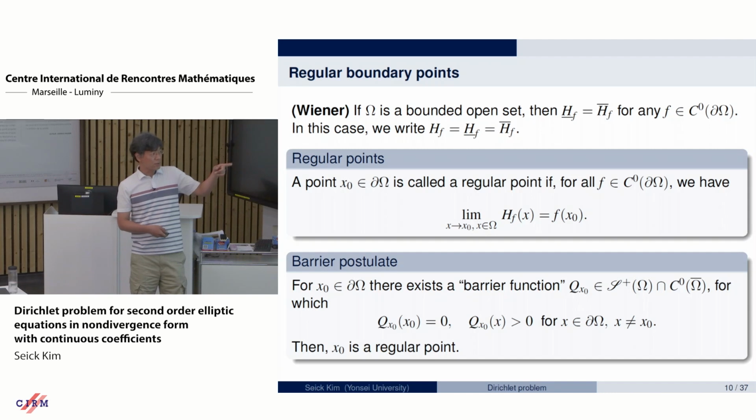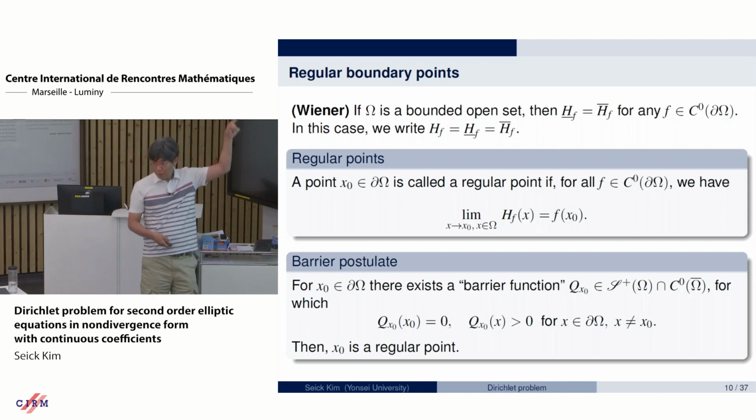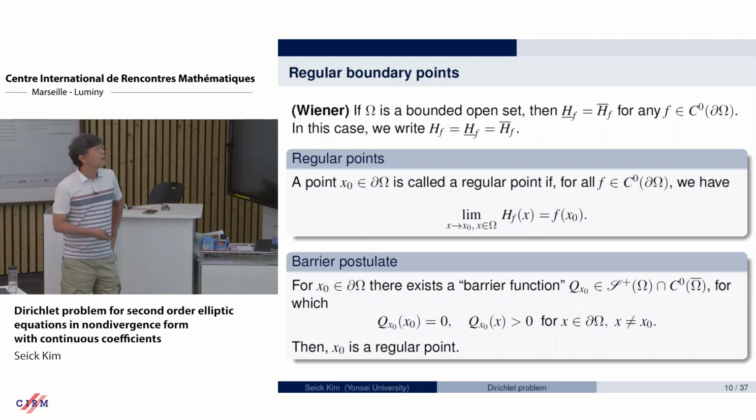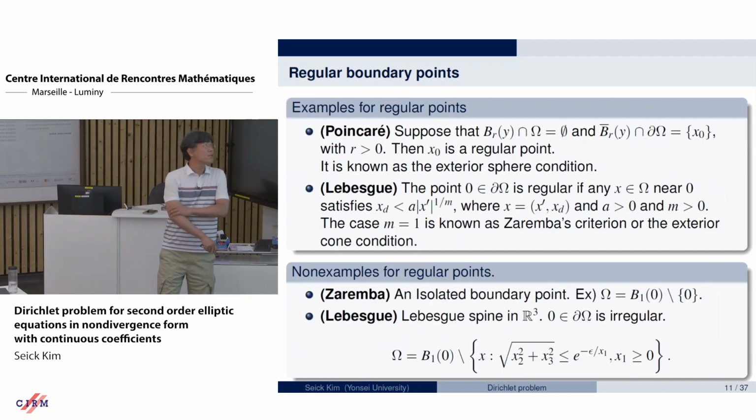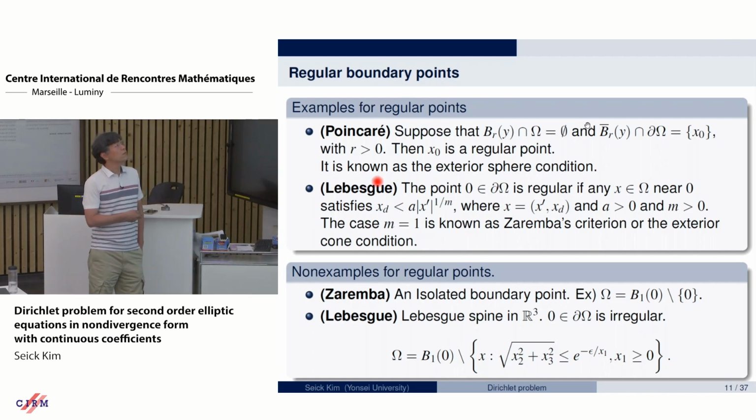And of course, it's an if and only if condition, because if you have a regular point, by this definition, you can construct a barrier, right? By taking the boundary value of a continuous function which vanishes at a single point. Anyway, there are examples of regular boundary points. The first one was introduced by Poincaré, and the condition is the so-called exterior sphere condition, meaning that you can put a ball outside, right? And it touches the boundary at a single point. Then this is a regular point.